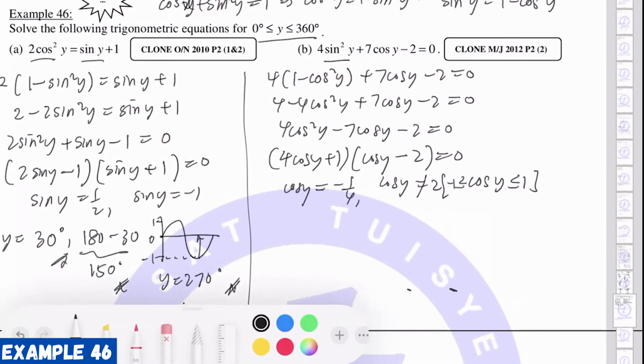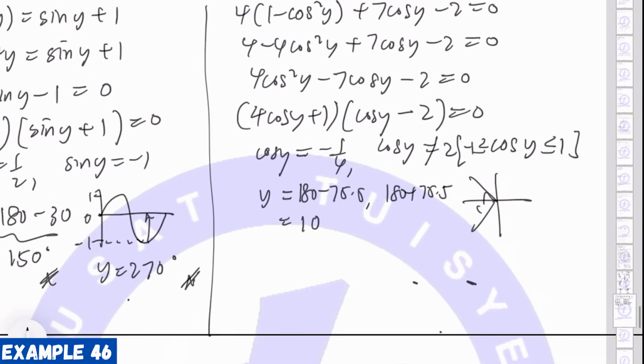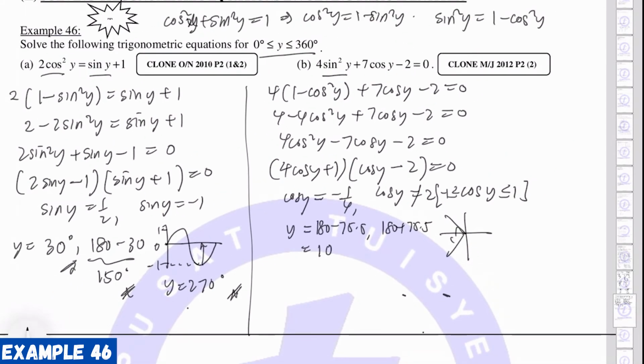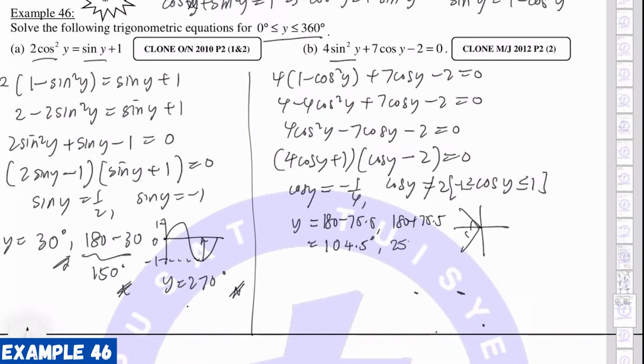In this case, what would it be? Reference angle y. I think if you type in calculator, you get 75.5. Always remember angle in degree, 1 decimal place, and cos is negative in quadrant 2 and 3. So I'm going to take 180 minus 75.5, 180 plus 75.5. So this will be 104.5. And the second answer is 255.5. Okay, that's all.